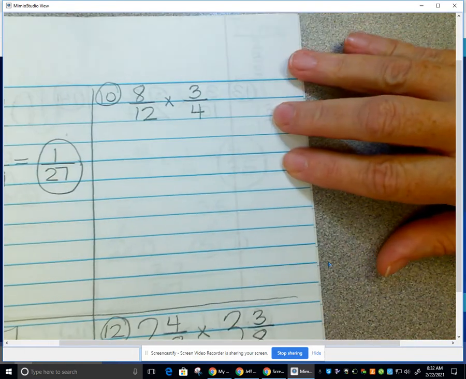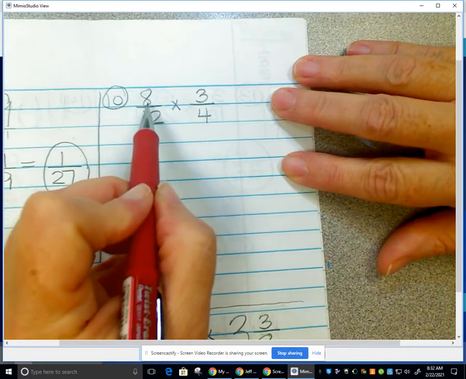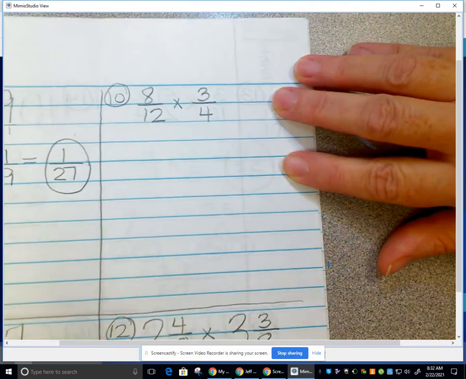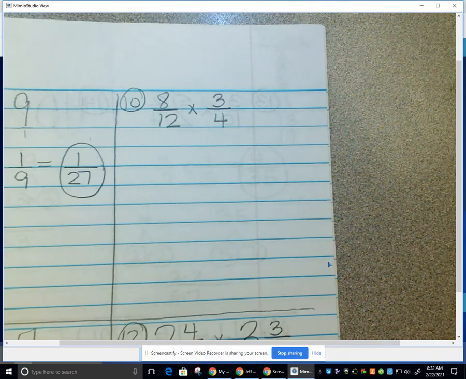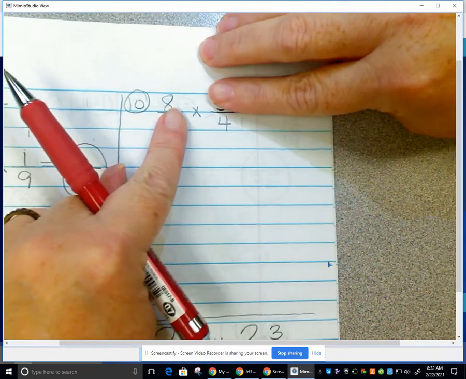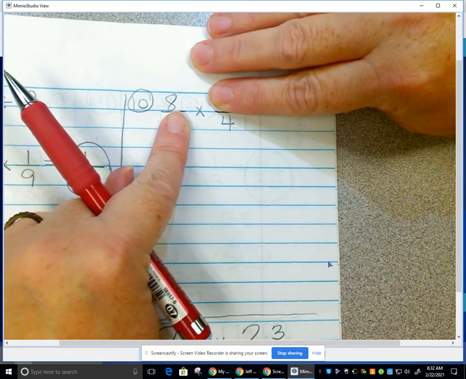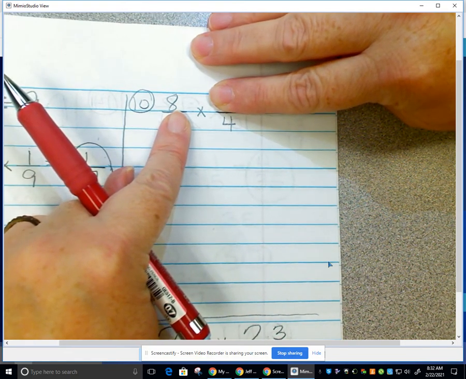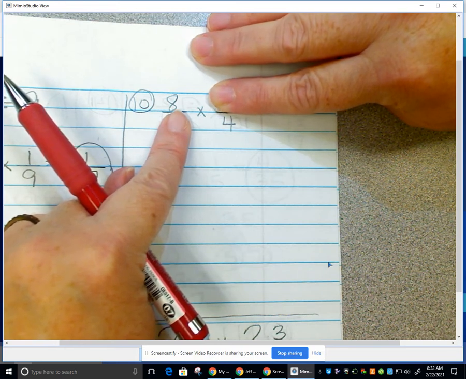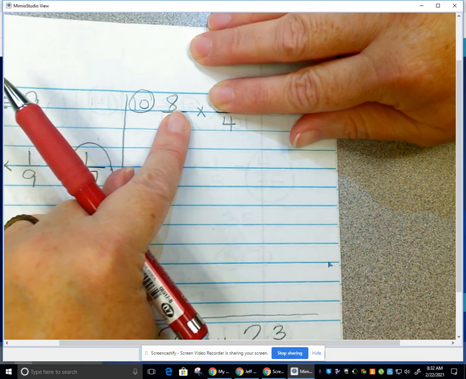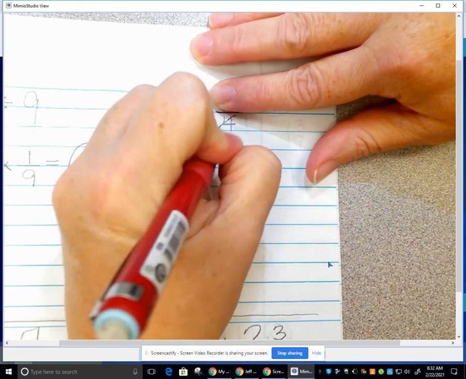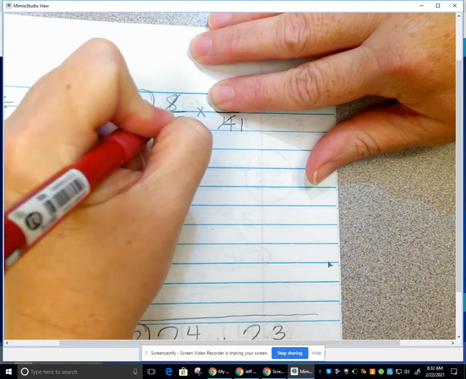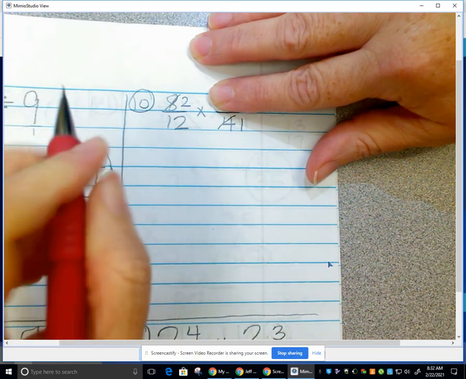Number 10, multiplying. 8/12 times 3/4. Oh, I see some cross-canceling that I can do immediately. Let's look at the 4 and the 8. I can use 4 to go into both of those. I could also use 2, but I want to use the largest number possible. So I'm going to divide 4 into 4 and 4 into 8. 4 will go into 4 one time. 4 will go into 8 two times.